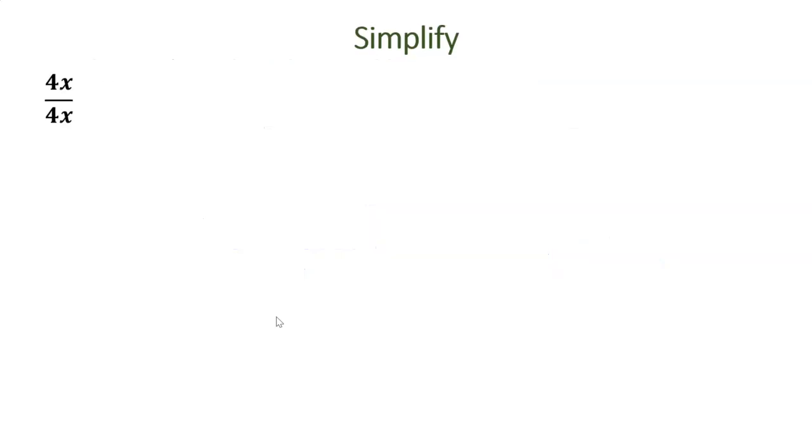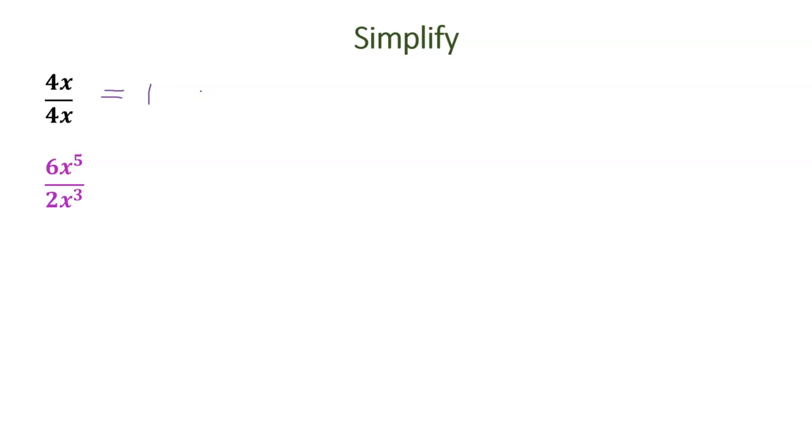Let's first learn how to simplify. Let me get the pen here. I have 4x over 4x. The numerator and denominator are exactly the same. They will cancel each other out. So if I try to simplify 4x over 4x, that should give me 1.